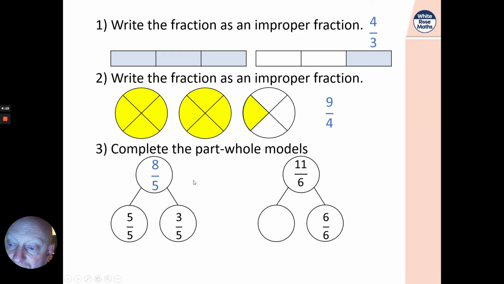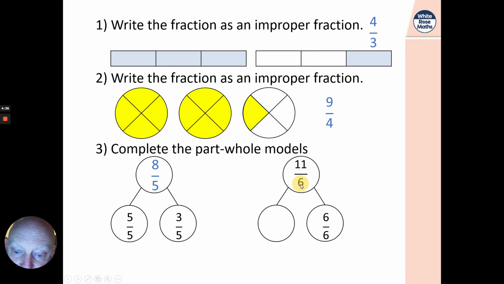So the answer is 8/5. This one over here is a little bit different because we've got the improper fraction here, and we've got this fraction here. And this fraction here is 6/6, which of course would be a whole one. Alright, and this one here is 11/6.